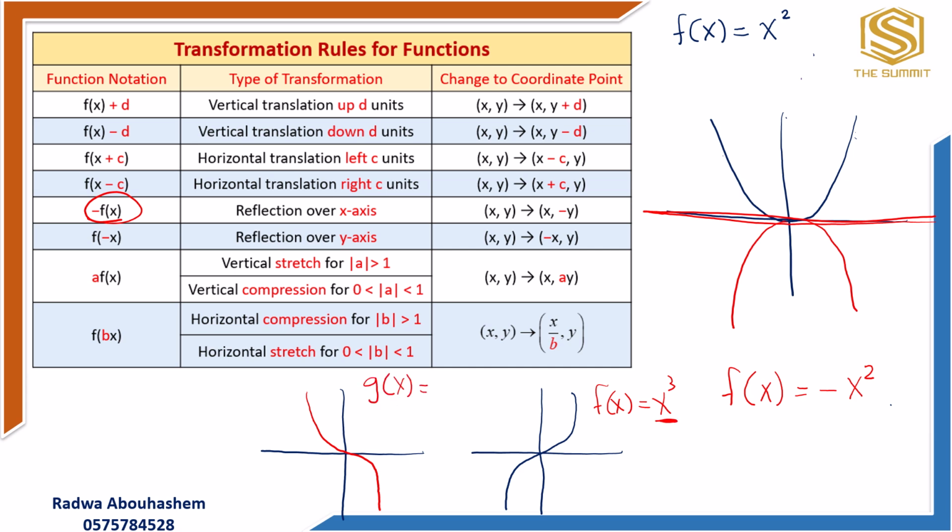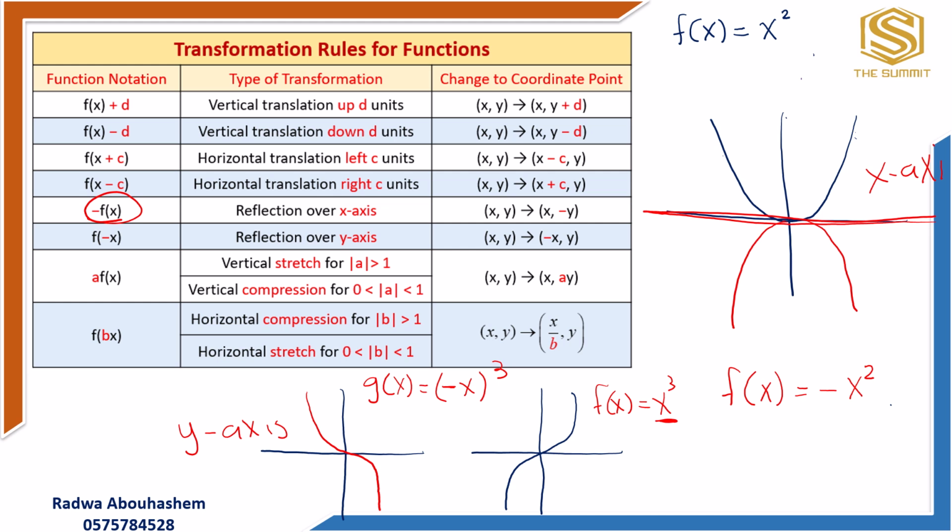Instead of the x here, I'm going to put -x all to power 3. This is a reflection over the y-axis. And this is a reflection over the x-axis. Okay, then we have the stretch and the compression.